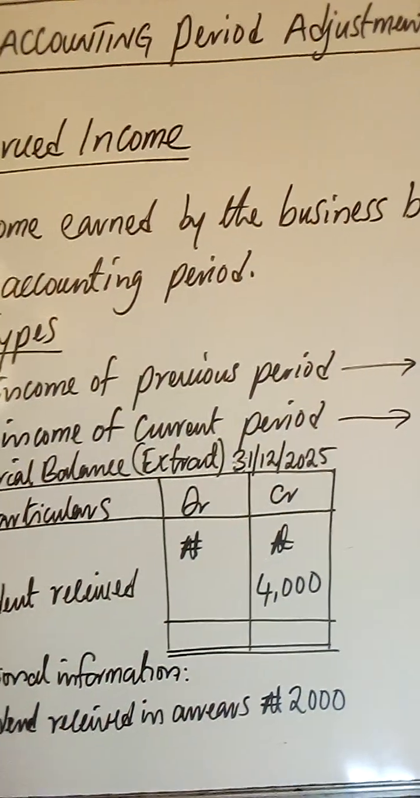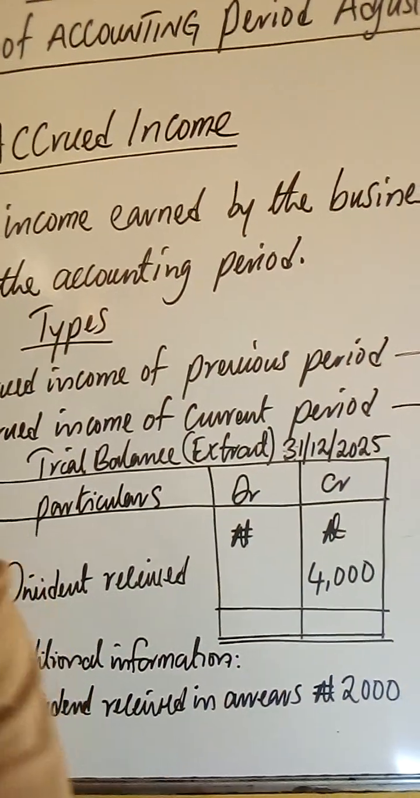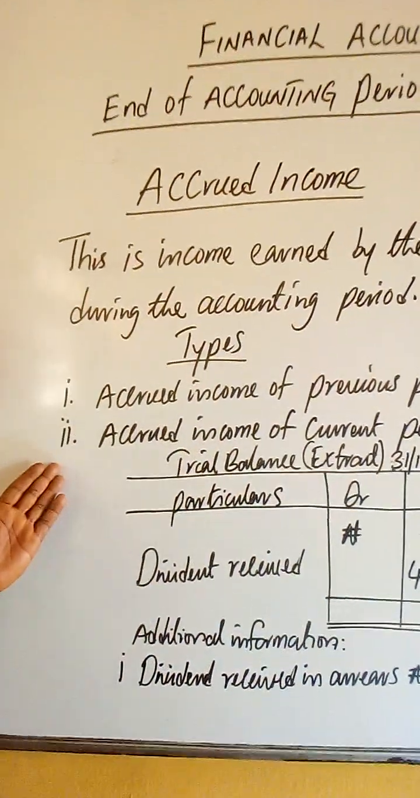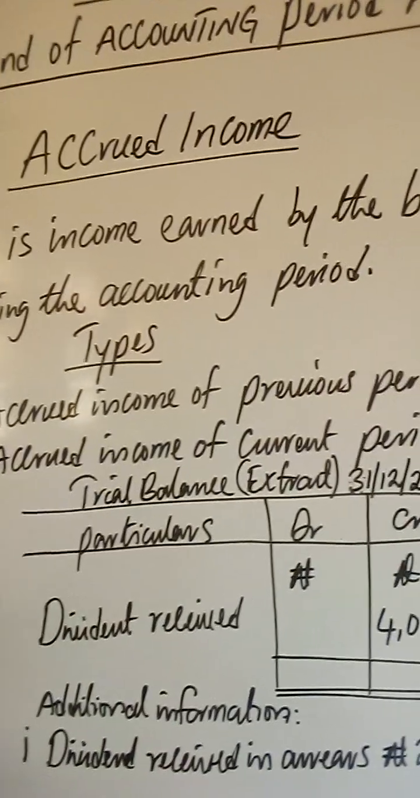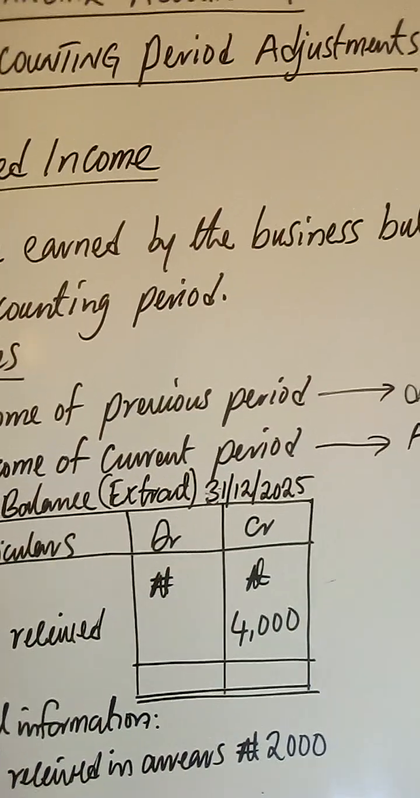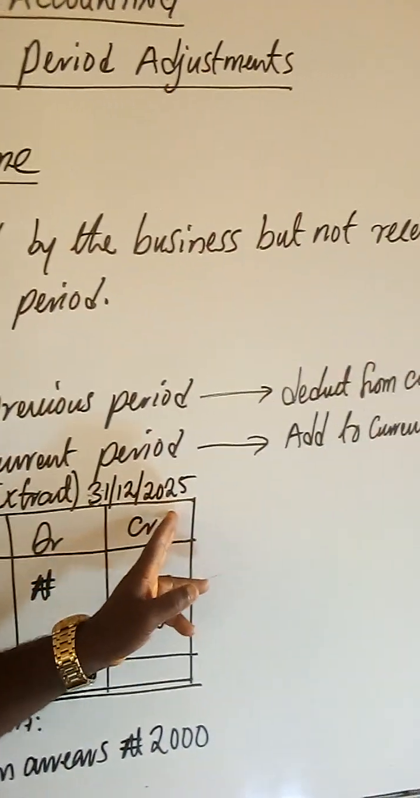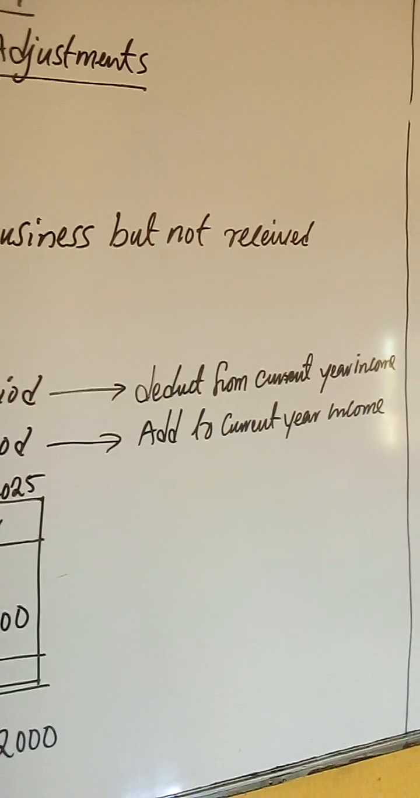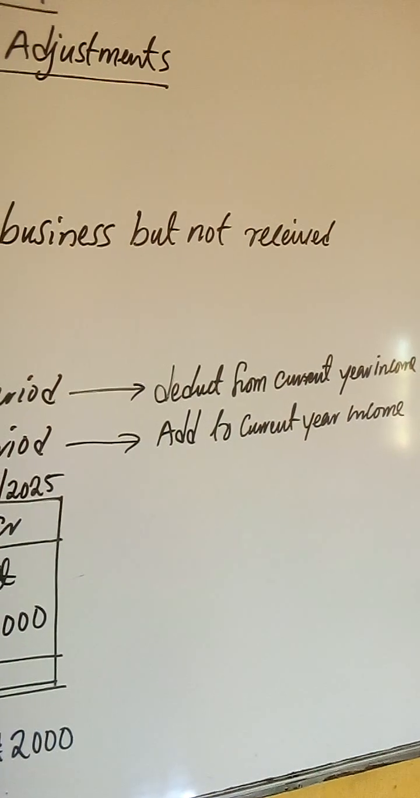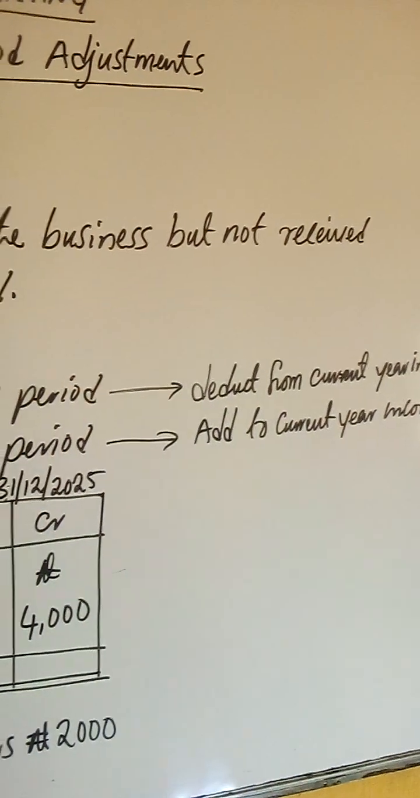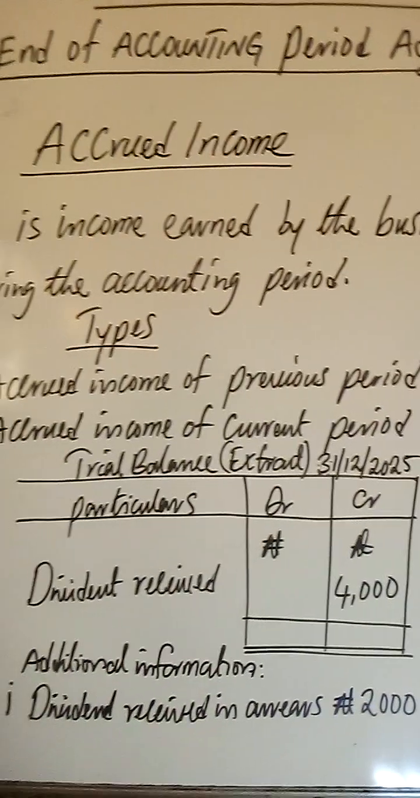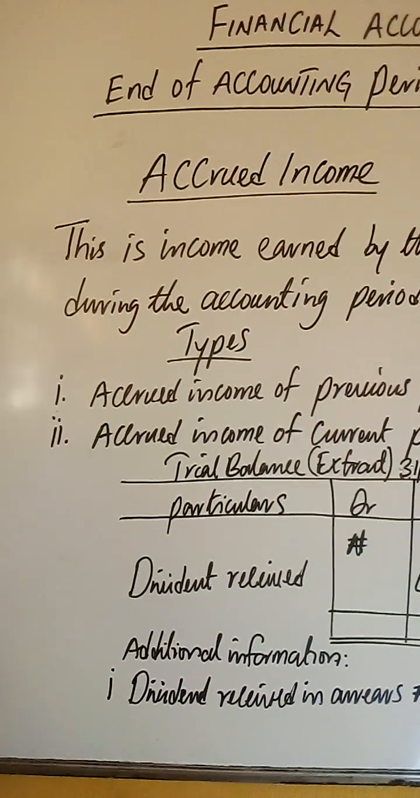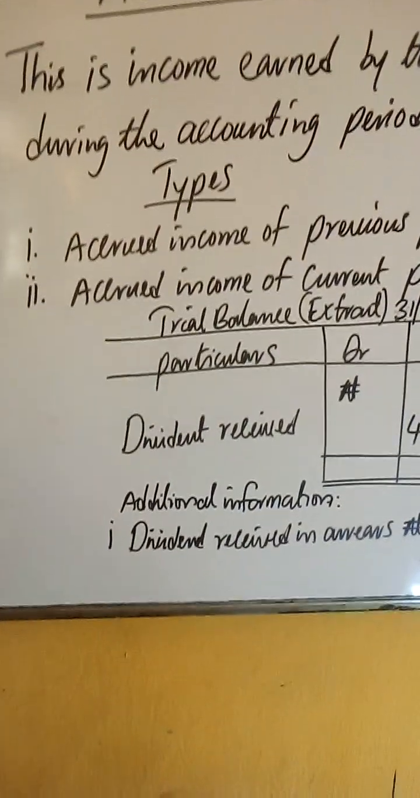It's possible that there was an income accrued in the previous period brought forward to the current year. Then the second one, we have what is called accrued income of the current period, which in my example here is 2025. So if 2025 ends and the business has an income from any investment and it's yet to be received, then we call it accrued income. That is the income that is earned but yet to be received.